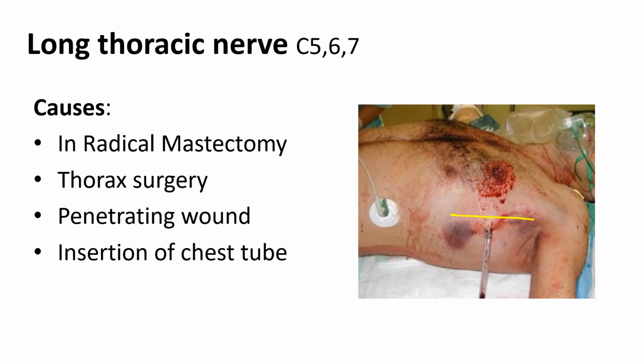Insertion of a chest tube, and this is a procedure carried out in the emergency department, where we put a tube into the thoracic cavity for whatever the reason. The insertion point of this tube is usually near the course of the long thoracic nerve. This might result in its injury.